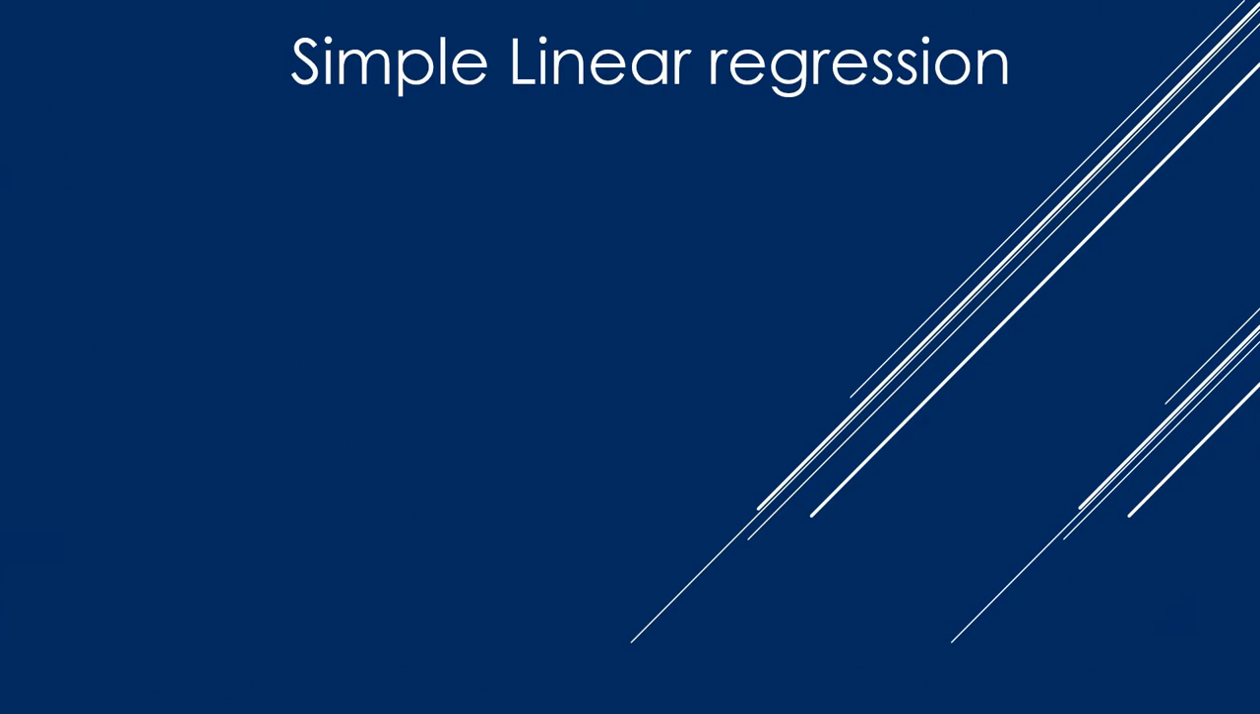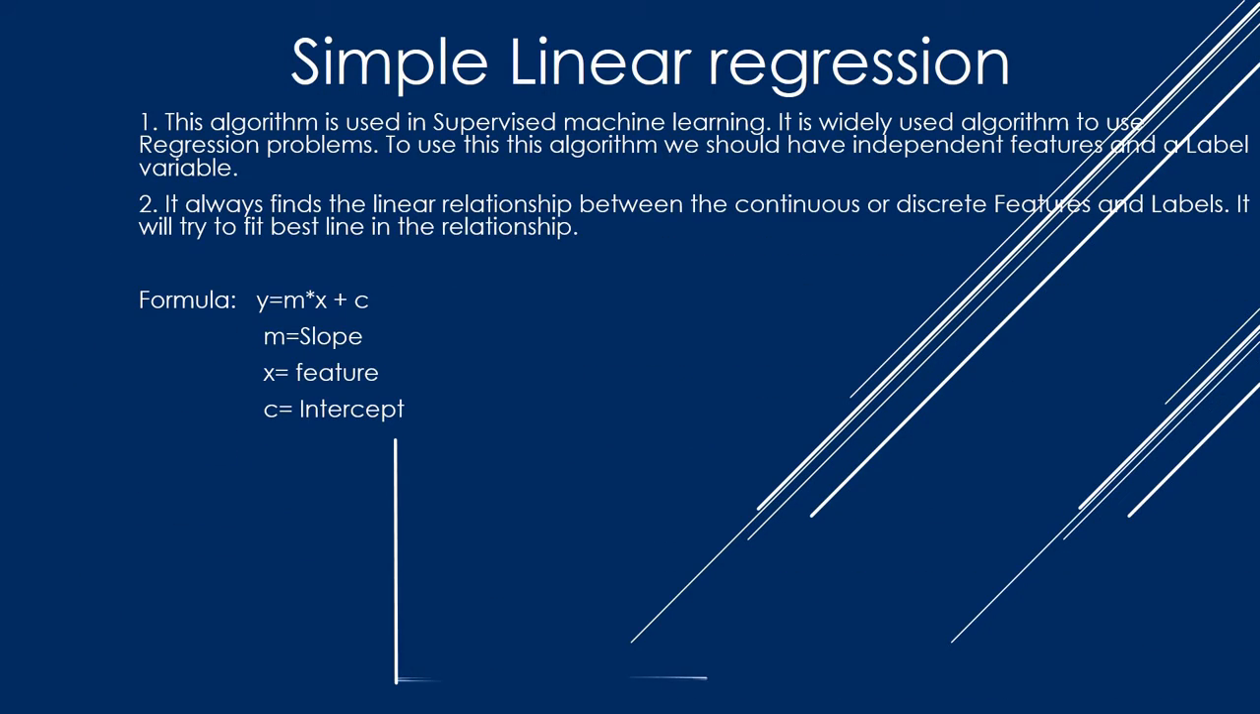This algorithm is used in supervised machine learning. It is a widely used algorithm for regression problems. To use this algorithm we should have independent features and a label variable. It always finds the linear relationship between the continuous or discrete features and labels. It will try to fit the best line in the relationship. The formula is y equals m multiply x plus c, where m is slope, x is feature, c is intercept.